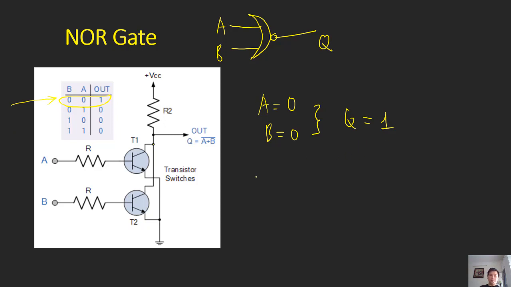Okay, and I can consider another, for example, A equals 1, B equals 1. So what happened? Both the transistors will be open. So of course the current will go through the transistor to the ground, and in that case Q will be connected to the ground, meaning the Q voltage is very low, or Q equals 0.